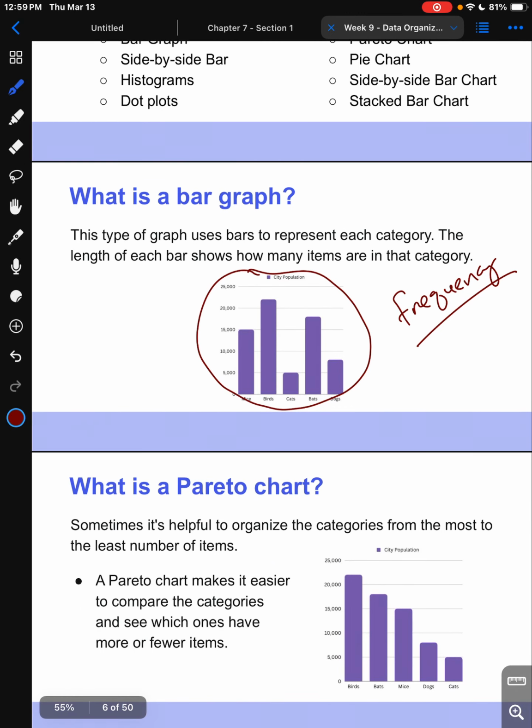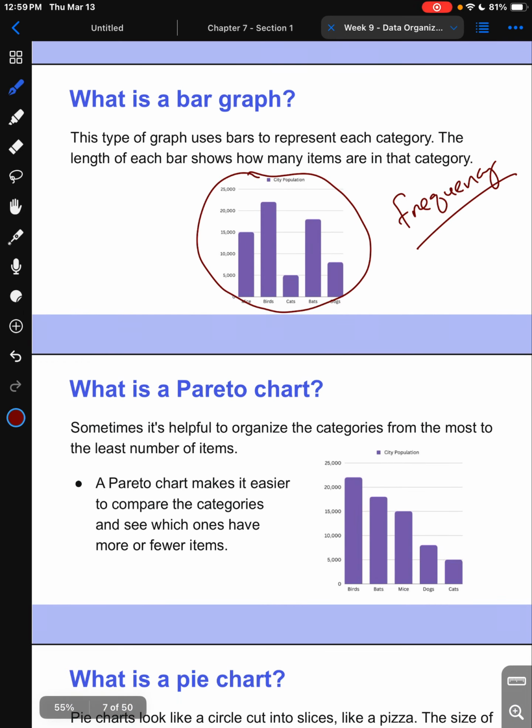A Pareto chart: sometimes it is helpful to organize categories from the most to the least, and that is what a Pareto chart does. It organizes things from more to fewer, or from fewer to more, either way. So it's basically a bar graph. It's just a special one.